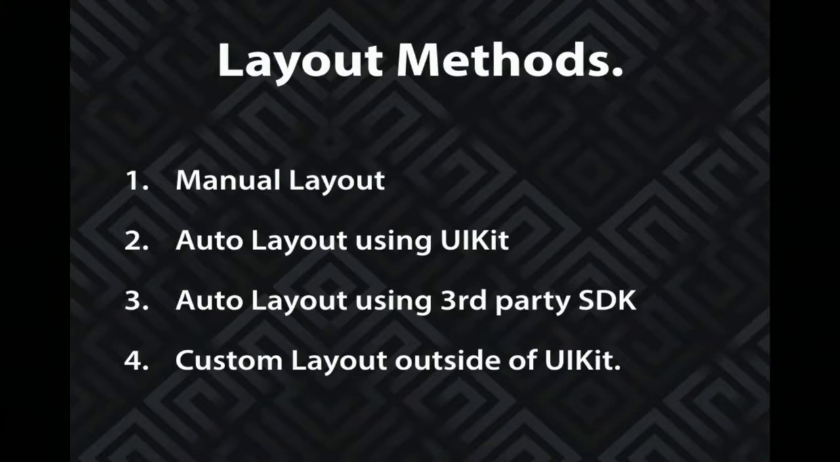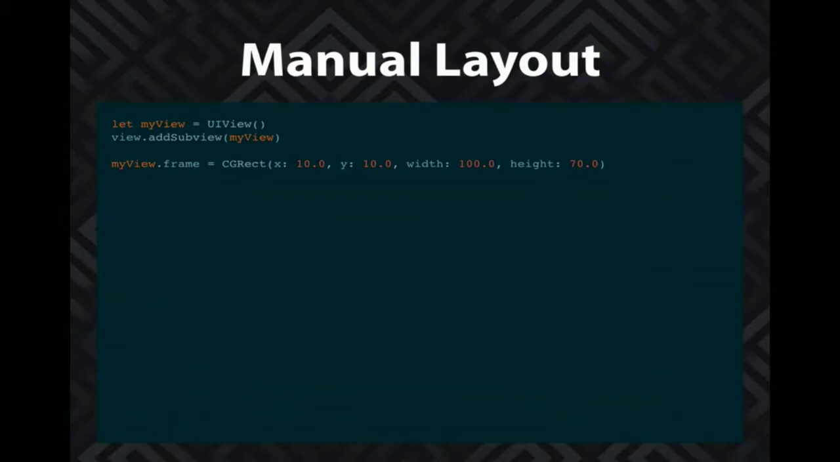For the first 2, we're going to just draw a simple UIView. It's going to be 100 points wide, 70 points tall, and then 10 from the leading edge and 10 from the top edge. So manual layout, really, really simple. We create the view, we add it to our superview, and then we set the frame. At the next layout pass, iOS is going to put this at x 10, y 10, width 100, height 70. That's it for basic views.